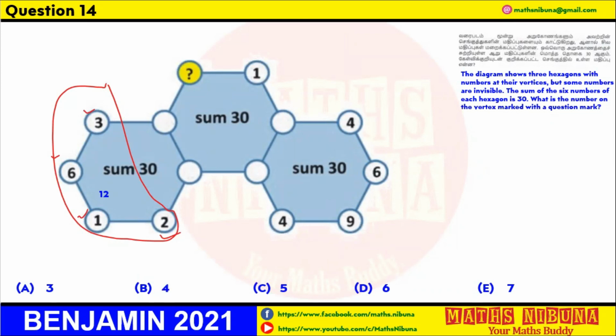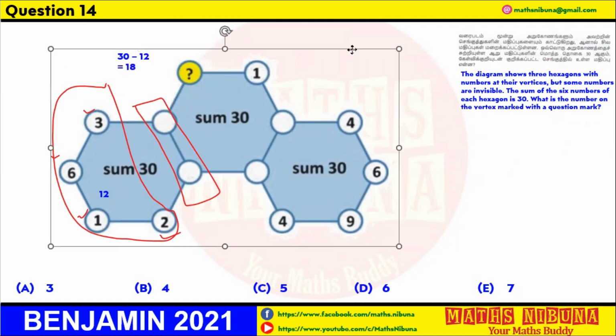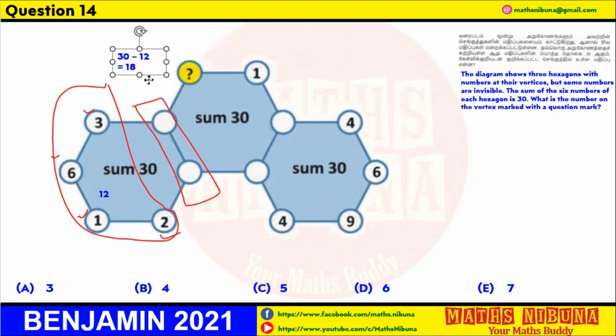That means I can conclude that the sum of these two numbers, this number and this number, should be the balance, correct? Means 30 minus 12. So what is 30 minus 12? 30 minus 12 equals 18. That means this plus this is 18.